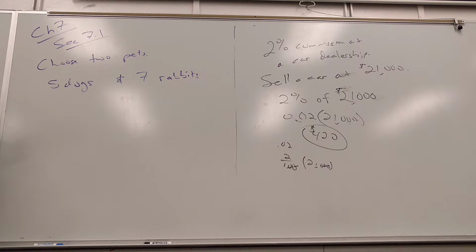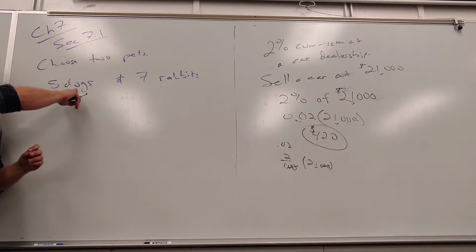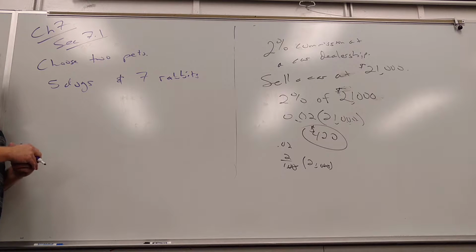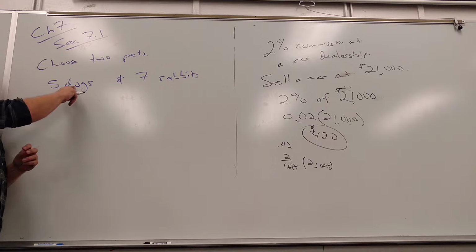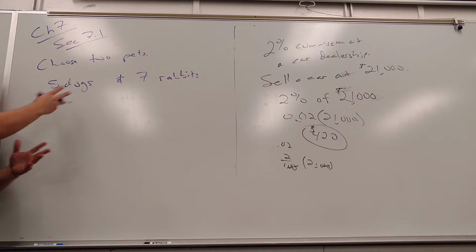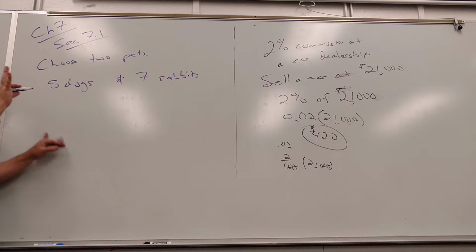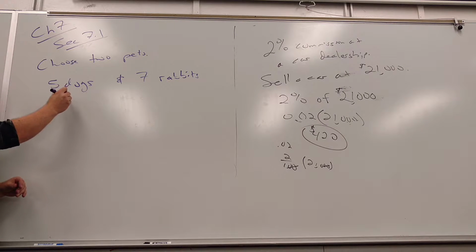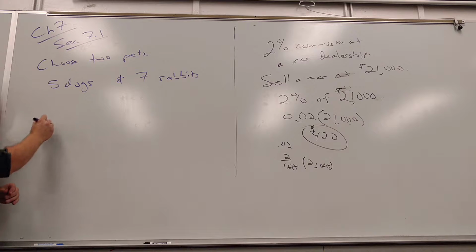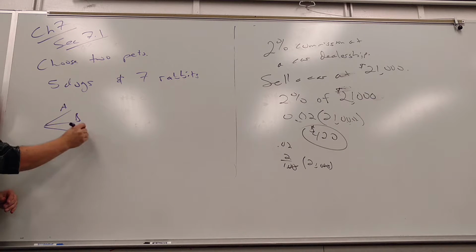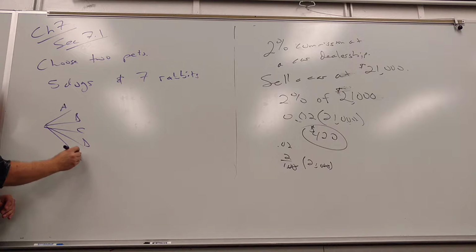So I want to know how many different combinations of pets I can make. There are 5 different dogs and 7 different rabbits. How many options are there for the dogs? 5 options. So I could do this visually. Just for the sake of writing this down, I'm going to call them dog A, dog B, and so on, up to dog E.